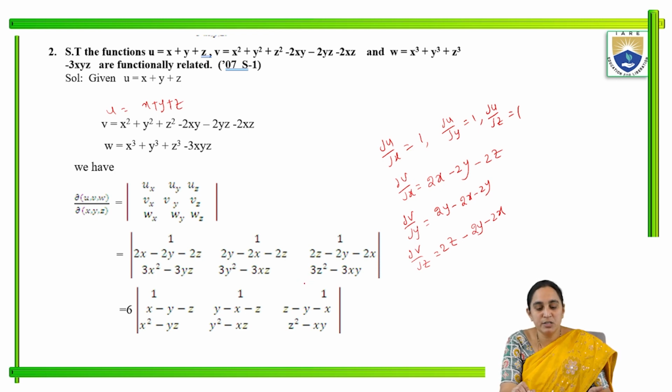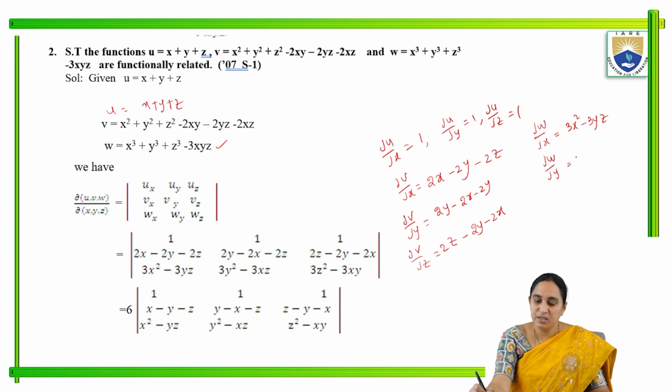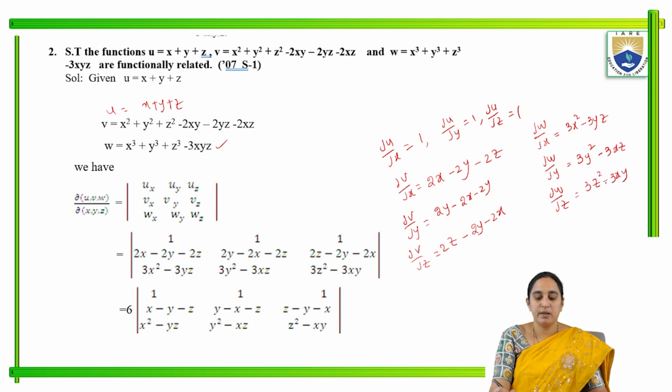Similarly, w differentiate with respect to x, y, z. What is the function? This is the function. Then differentiation of w with respect to x is 3x square minus 3yz. And w differentiated with respect to y is 3y square minus 3xz. And w differentiated with respect to z is 3z square minus 3xy. Okay, then substitute in the formula. Now I am substituting each and every value in the formula, and after that finding the determinant.